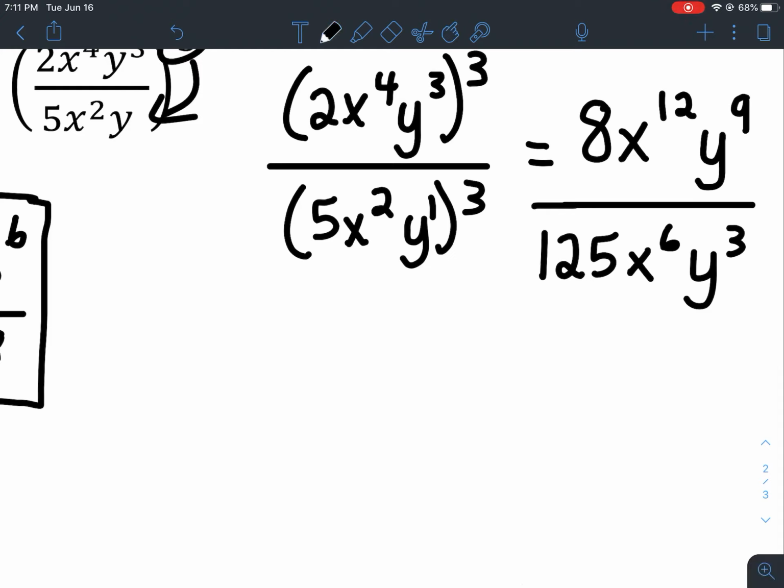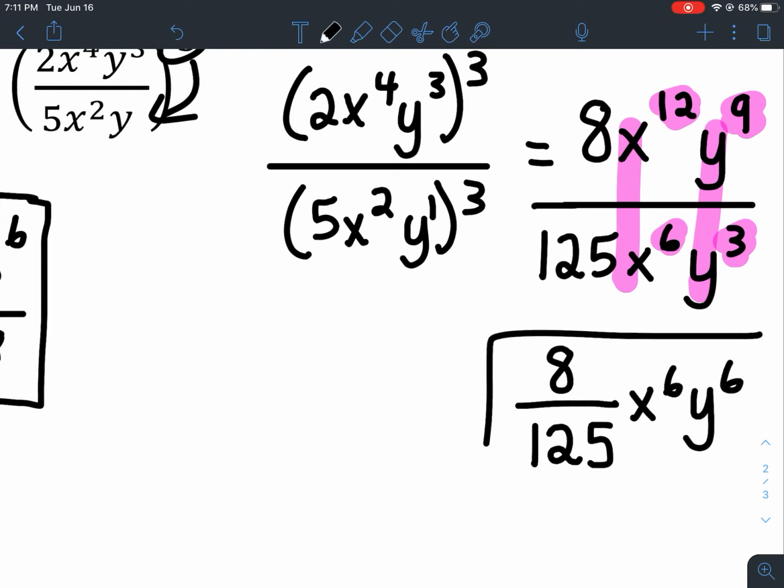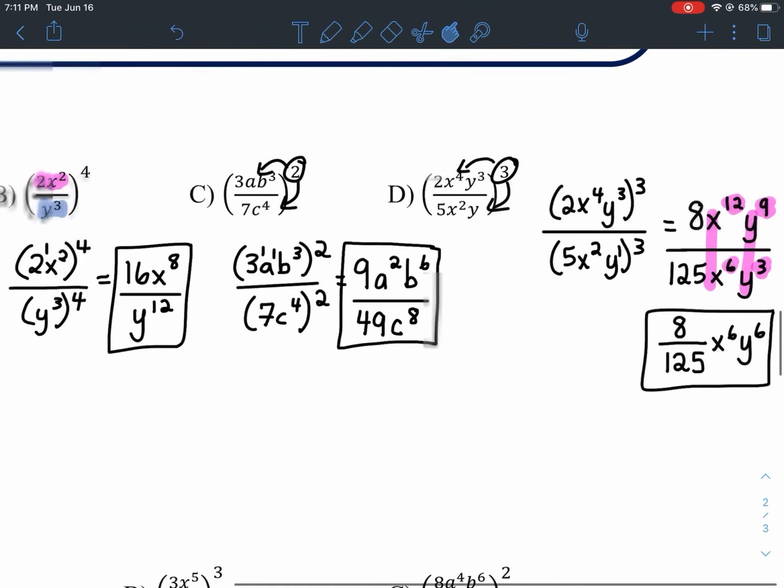But what we can do is simplify our exponents here that have the same bases. So these both have x and these both have y's. So 12 minus 6 would be 6, and 9 minus 3 would also be 6. And we can only do that because they have the same bases.